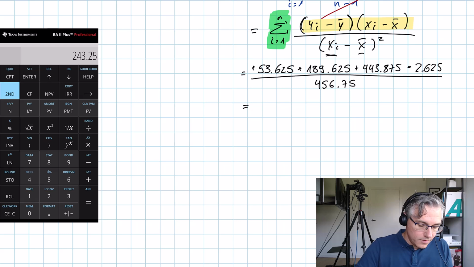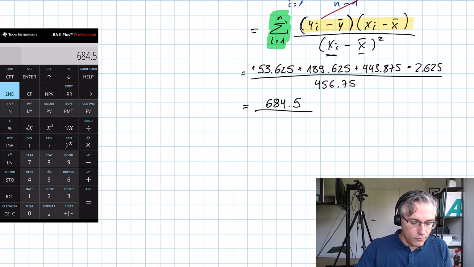189.625 plus 443.875, well, actually, minus 2.625 equals, right, just in case I lose this number, let's write it down, and I divide by 456.75, divide by 456.75. Well, I've already done it.